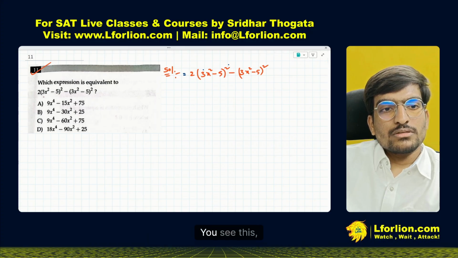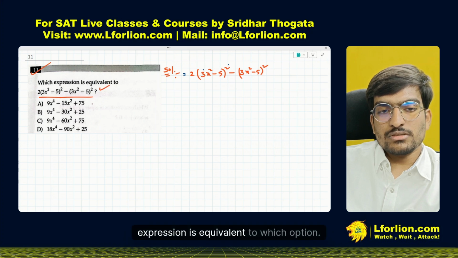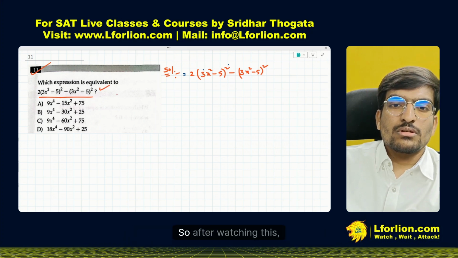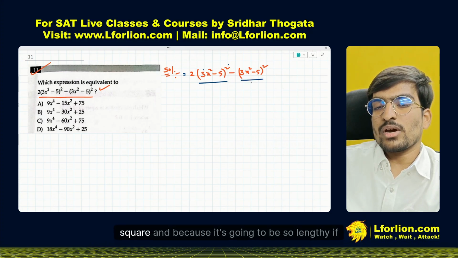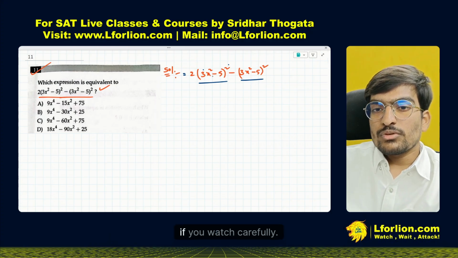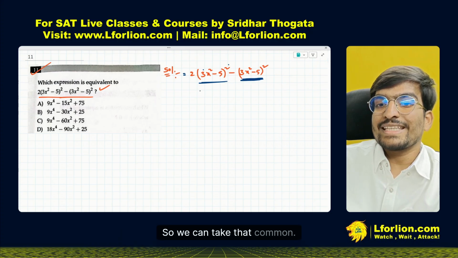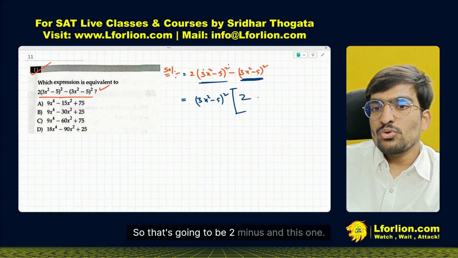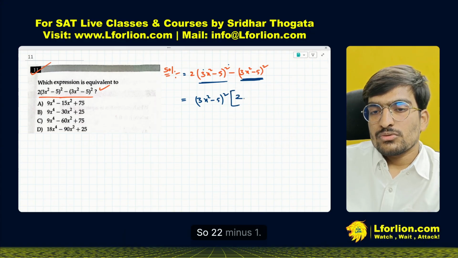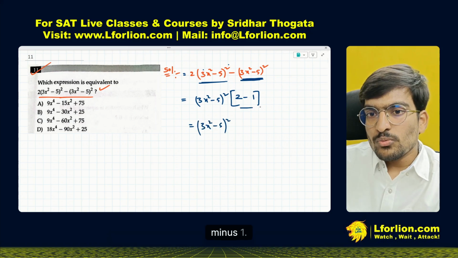Question number 11, you see this. In this question we just have to solve it, and we have to check which option this given expression is equivalent to. So after watching this, you need not expand this by applying a minus b whole square, because it's going to be so lengthy. If you watch carefully, this 3x square minus 5 and 3x square minus 5 are the same, so we can take that common. So 3x square minus 5 whole square is common in both of them. So that's going to be 2 minus 1. So you end up with 3x square minus 5 whole square, 2 minus 1, which is 1.